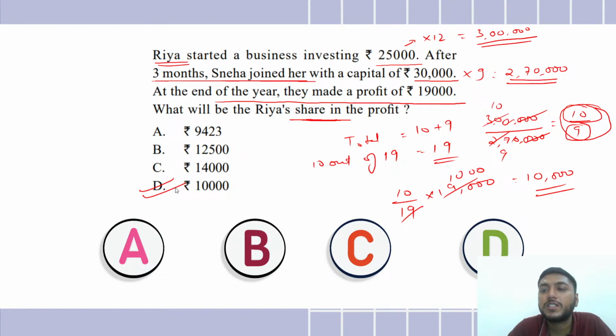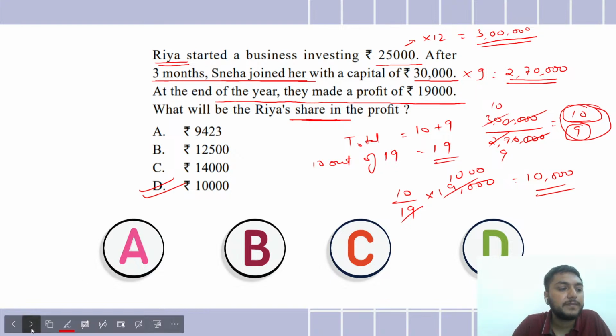I hope you guys got this question. We have to calculate the respective shares, right? Keep this thing in mind. Here, a simple concept of ratio was used, right? A simple concept, a little bit. So now let's move towards the next question.